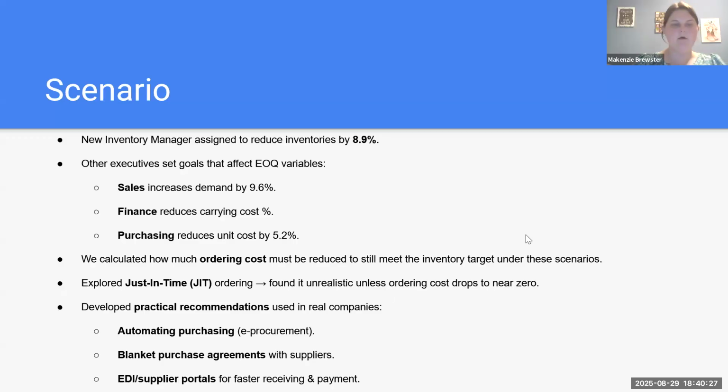So in part B, we'll be covering that the new inventory manager wants to reduce the inventories by 8.9%, as well as set 3 goals: sales is going to increase by 9.6%, finance is going to reduce their carrying cost, and also purchasing. We're also going to take a look at the ordering cost in order to reduce the inventory target under the scenarios. So we'll look into just-in-time ordering and how that impacts ordering cost. And then we're going to make 3 recommendations at the end.